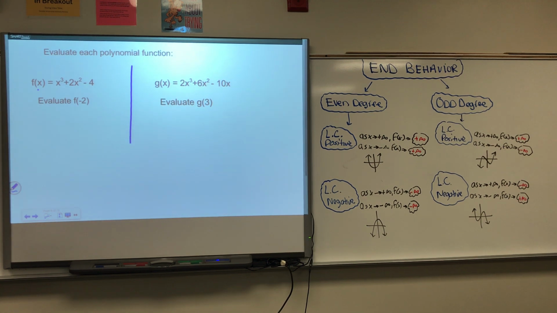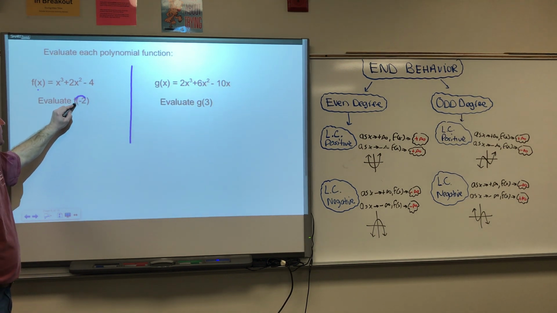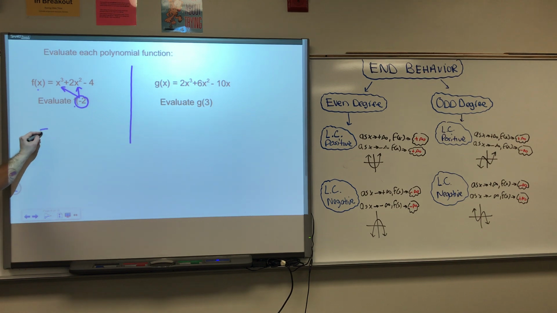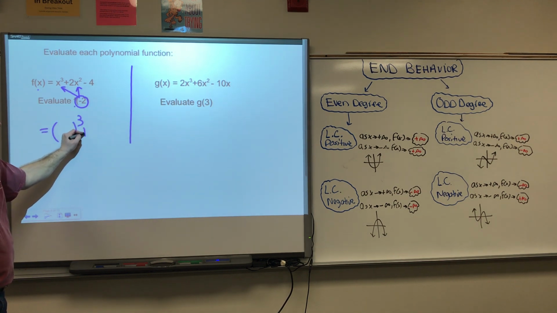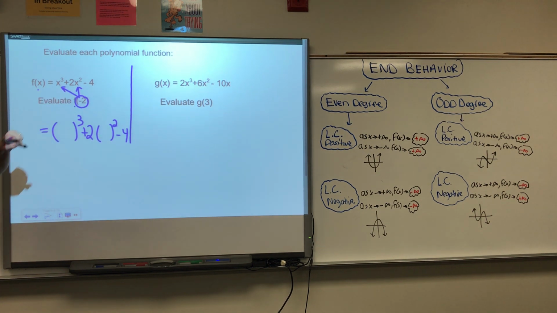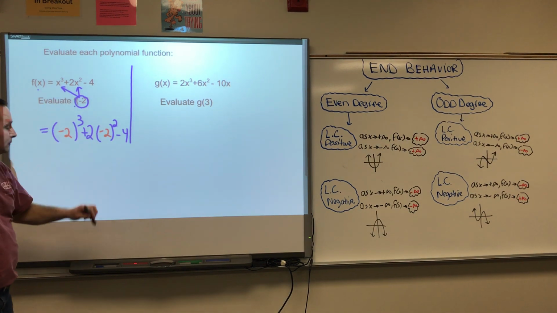Well, if you remember, the way we evaluate functions is the number that's in parentheses here is the number that goes in for x in the f function. So what I oftentimes do is I rewrite that function, and wherever I see an x, I'm going to put a parenthesis. And what am I going to put in place of that x? I'm going to put in a -2.